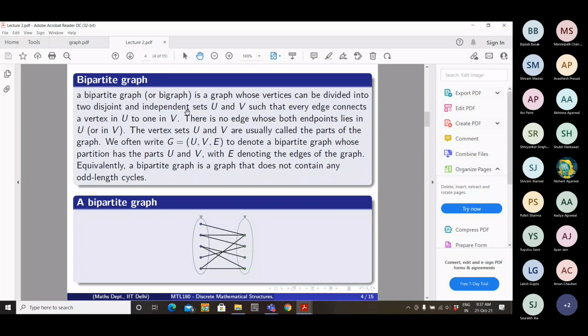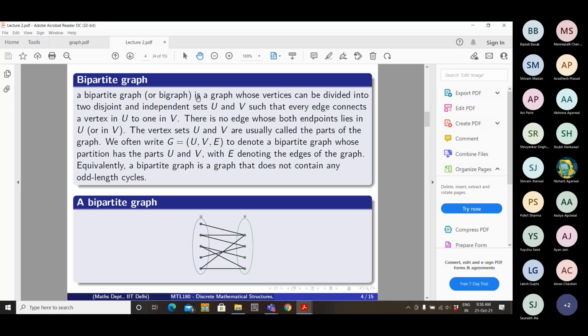Independent means if you take either of the vertex sets U or V, and you take any two vertices from U or any two vertices from V, then there will be no edge between them. That's what is called independent. Okay.